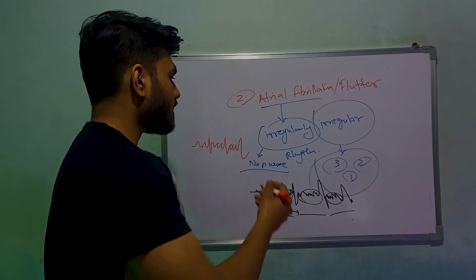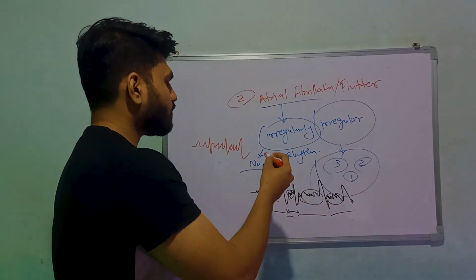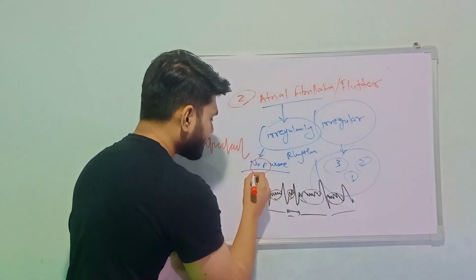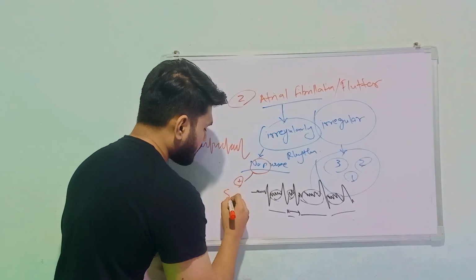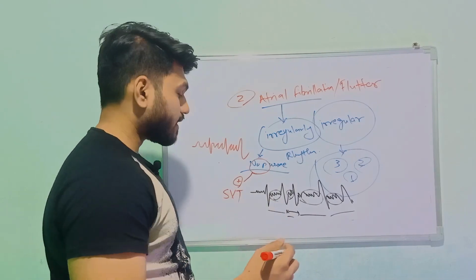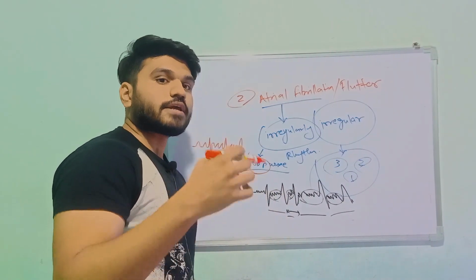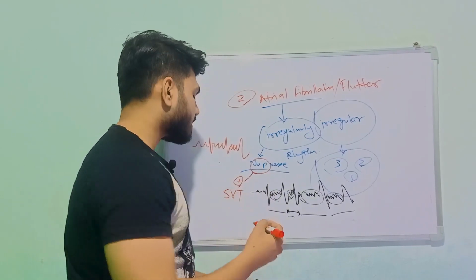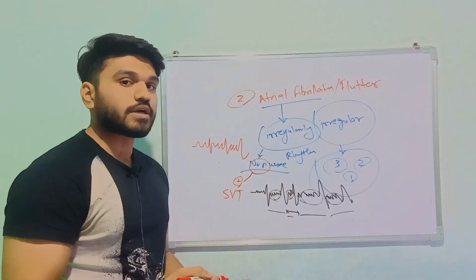So we have seen irregularly regular and irregularly irregular rhythm in which you will have no P wave. What if this P wave is present? Then we can say that we are having supraventricular tachycardia. But you cannot identify P waves in supraventricular tachycardia rhythm too, because it is diminished. You have to have so much experience to see these P waves in supraventricular tachycardia.